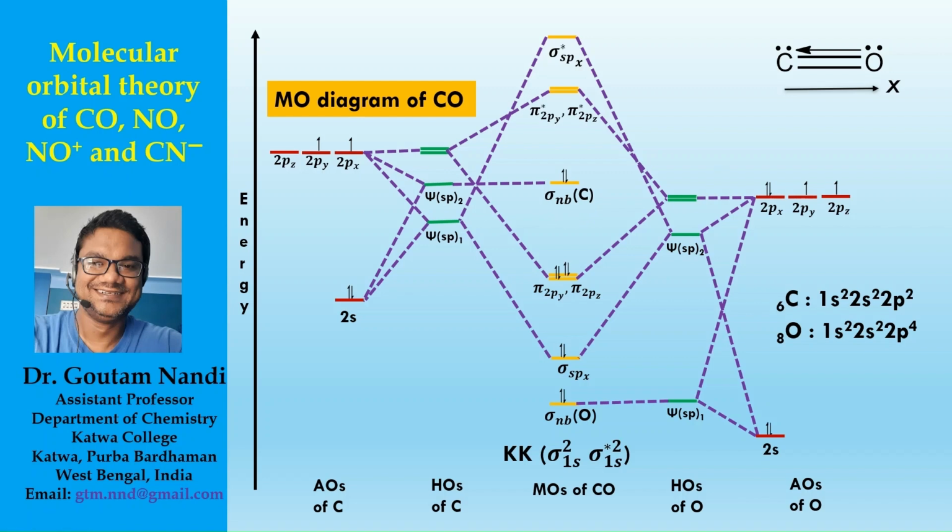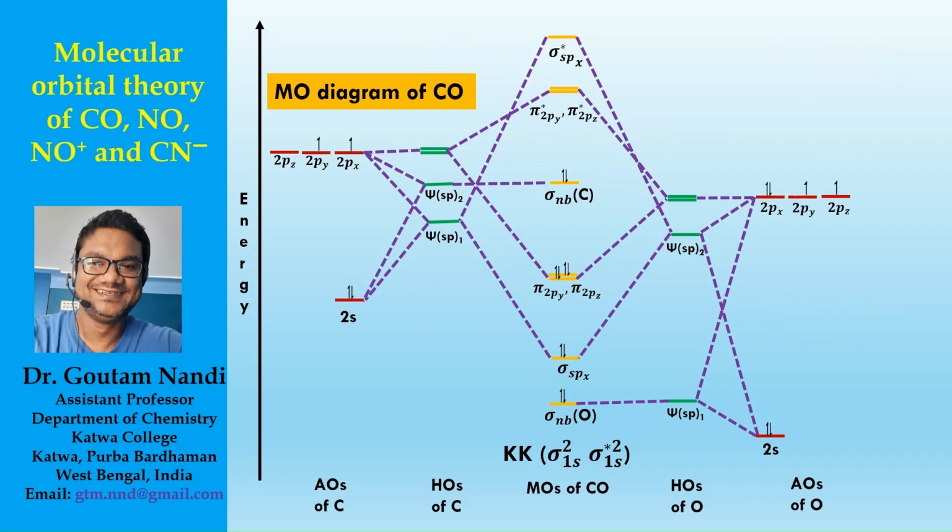So this sigma non-bonding carbon will be the HOMO for carbon monoxide, and then these molecular orbitals, that is pi star 2py and pi star 2pz, are the lowest energy molecular orbitals which don't have any electron. So these are the LUMO, means lowest unoccupied molecular orbitals. Now again consider the molecular orbital diagram.